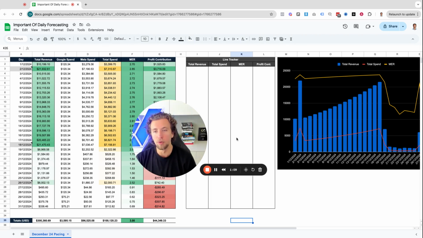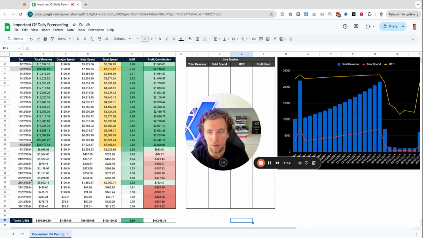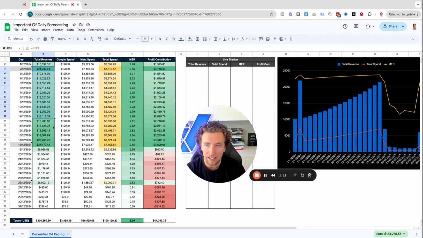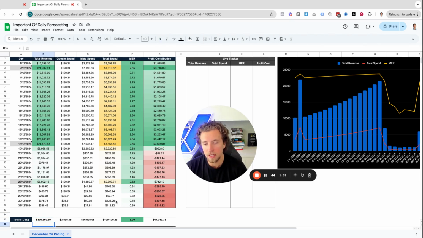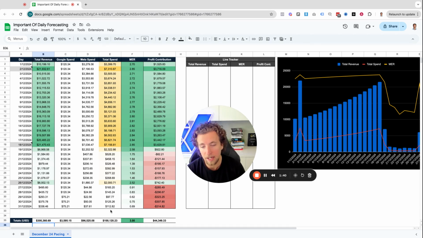Now, this is a very rudimentary sheet, and this is not what we use on the back end. We actually have some regression modeling that automates this entire process. But what we have here is daily total revenue. We have daily spend across Google and Meta. We then sum that spend up. We have an MER calculation, which we've actually adjusted slightly. And then we have profit contribution as well. For this particular account, you'll see that the target for December is 300,000 USD at a 3 MER. And so that ends up meaning that we need to spend $100,000 through the month.